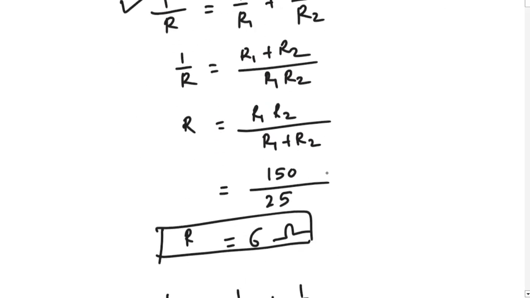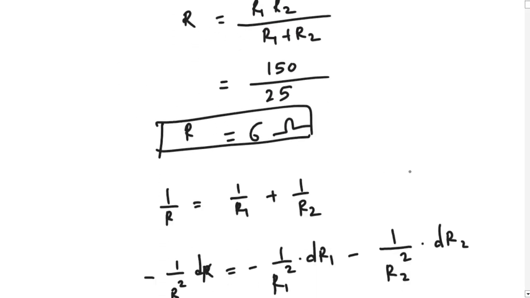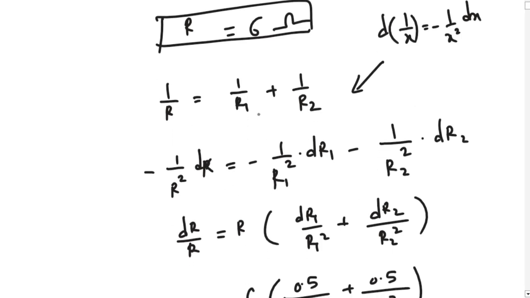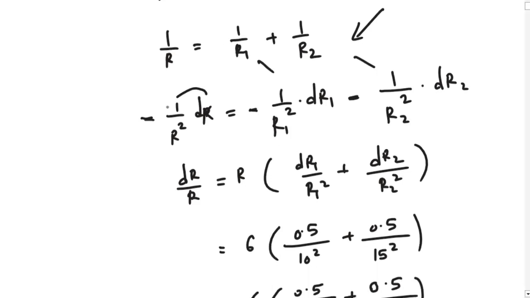Now to calculate the percentage error, what you have to do is that you have to use this formula again. You have to use this formula and then take the derivative of both sides. So derivative of 1 upon R is basically minus 1 upon R square into dR, because we know that derivative of 1 upon x is equal to minus 1 upon x square dx. So we are using that formula over here. And the same applies to R1 and R2. So we can see that there is minus minus minus, so that gets cancelled out. Then we have got here dR upon R square.